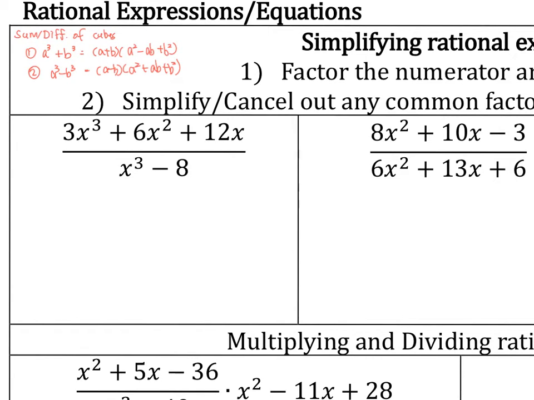So for the first example here, we can first factor out the numerator. So that would be 3x. And that's all we can do because the trinomial cannot be factored. And if we look at the denominator here, it can also be factored using the difference of cubes.